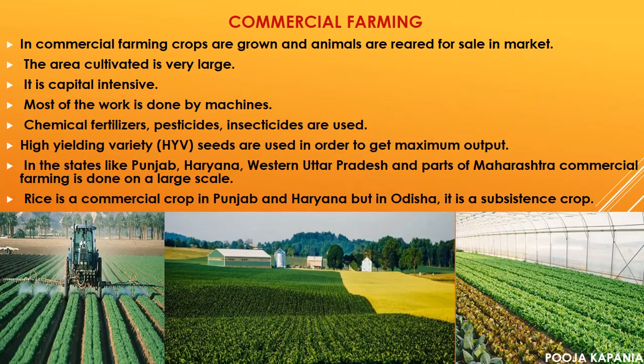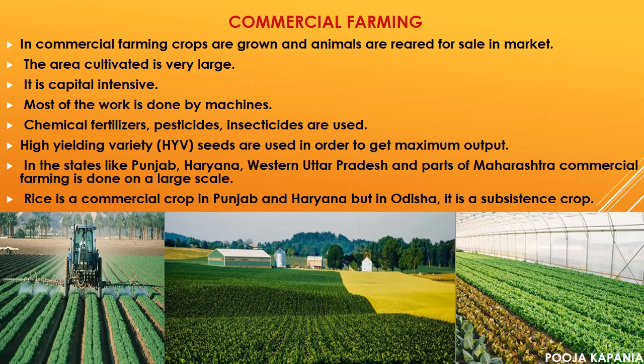The next type of farming is commercial farming. The main characteristic of this type of farming is the use of higher doses of modern inputs, for example, high yield variety seeds, chemical fertilizers, insecticides and pesticides, in order to obtain higher productivity. The degree of commercialization of agriculture varies from one region to another. For example, rice is a commercial crop in Punjab and Haryana, but in Odisha it is a subsistence crop.